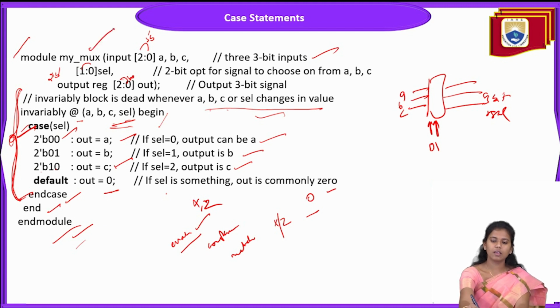Okay, here I have considered the multiplexer. So in place of a multiplexer, you may consider any of the combinational logic circuits, that is decoder, encoder, comparator, whatever it is. But this is the procedure that you need to follow.